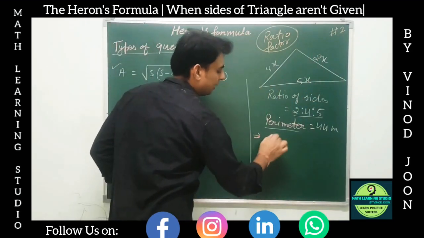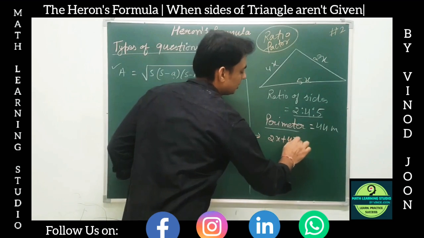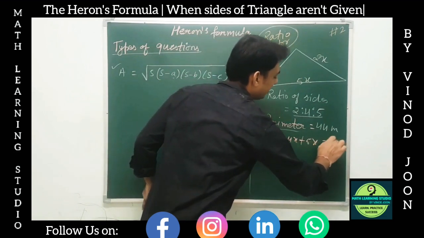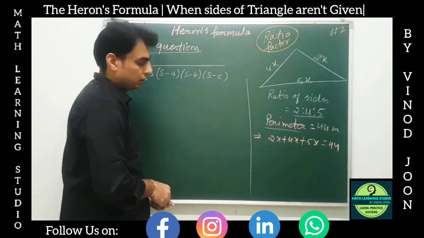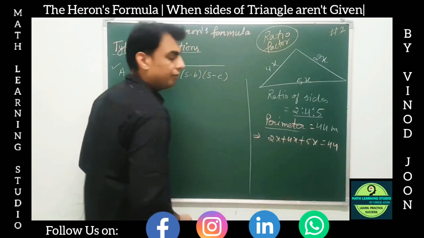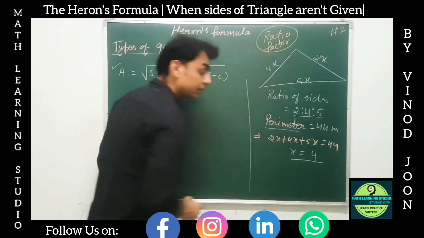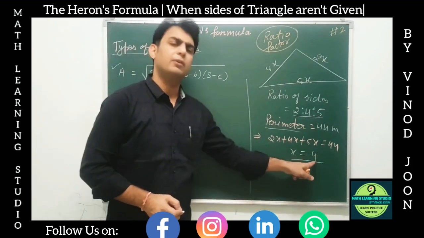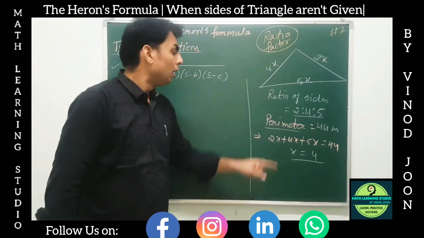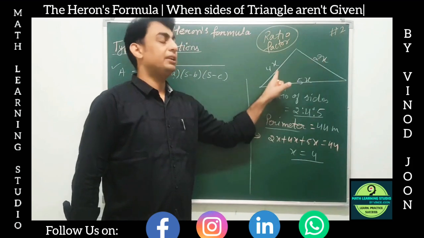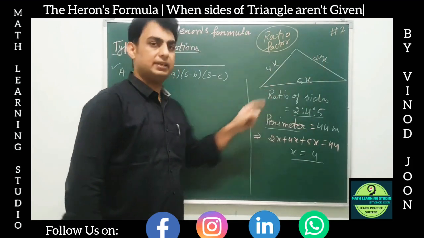We'll write this implies that 2x plus 4x plus 5x is 44. 2 plus 4, 6 plus 5, 11x is equal to 44. That means x is equal to 4. मतलब जो ratio factor है वो 4 आ गया, है ना? If ratio factor is 4 means x की value 4, so we can find the three sides now.